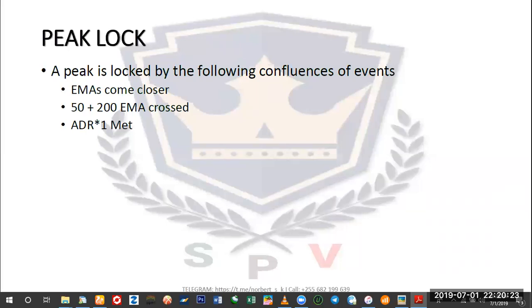So you have your peak entry. How do you know that the peak is locked and I can hold trade for 2 more levels? We have the level 1 lock, which is the 13 and 50 MA crossover on the hour one time frame. And if ADR times 1 is met, and there is the 13 and 50 MA crossover on the hour one time frame, we know that the peak is locked. So this 50 and 200 EMA crossover is on the 15 minutes time frame, which I've written here. It's the same as the 13 and 50 EMA crossover on the hour one time frame.